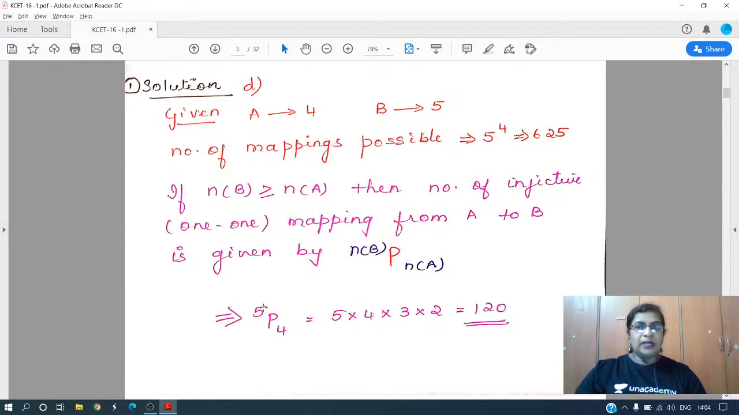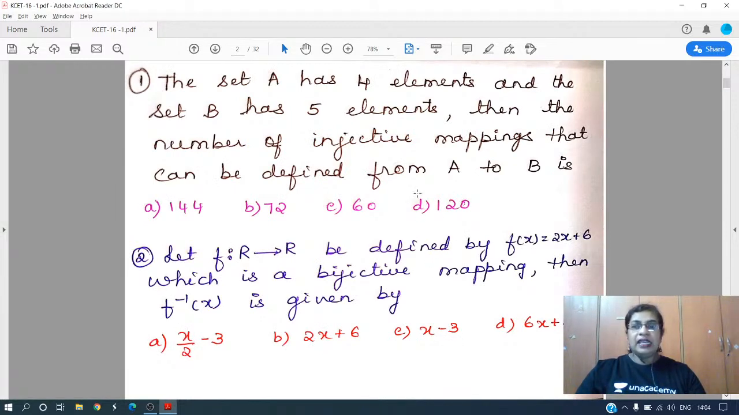Look at the top number. The top number is 5. You have to reduce it 4 times. Look at this down number. Got it? So here in 5P4, I have to reduce the number 5 four times. So how much will it be? 5 into 4 into 3 into 2, and that is equal to 120, and that is our D option. Is that clear? So we have understood how to solve one question.